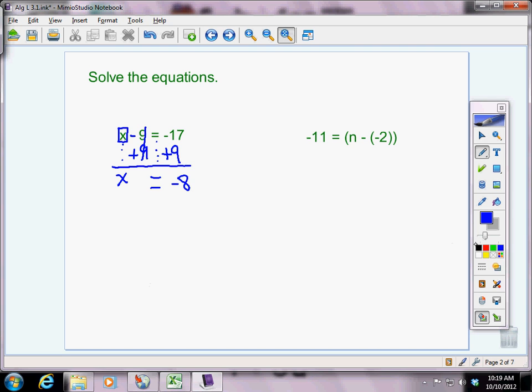If you want to know if you're right, plug it back in. If I stick a negative 8 in here, what is negative 8 minus 9?